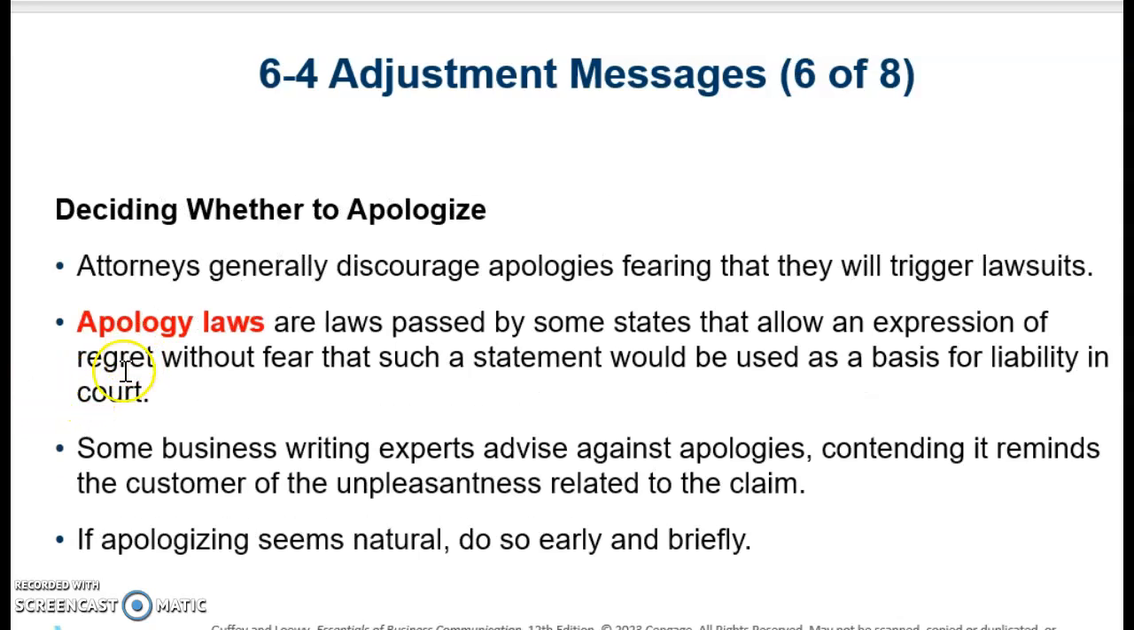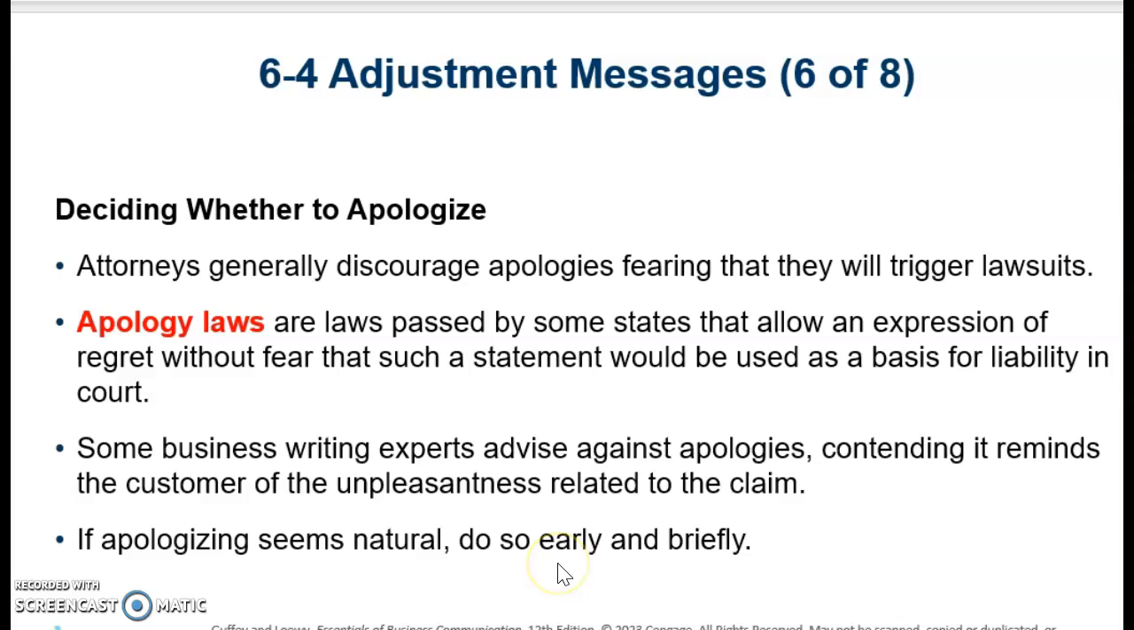Okay, you decide whether to apologize. Please pay attention here, especially if you are ever in this situation, if you own a business or work for a company. Attorneys generally discourage apologies, fearing that they will trigger lawsuits. So there are what's called apology laws, and these are laws passed by some states that allow an expression of regret without fear that such a statement would be used as a basis for liability in court.